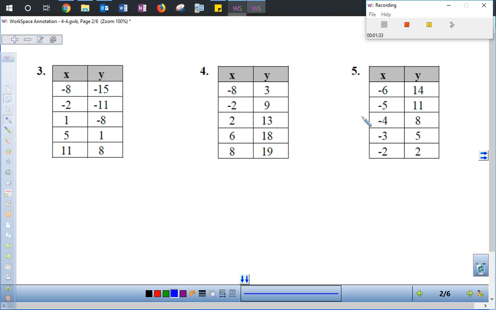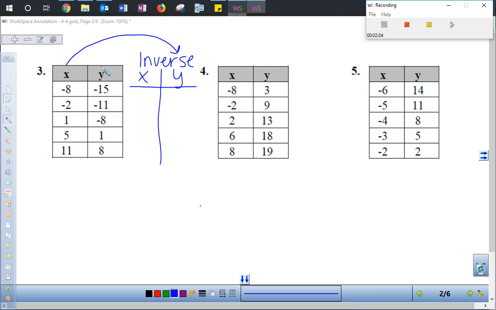Okay, on number 3, 4, and 5, this time they didn't give us a set of ordered pairs, they gave us a table. So what we have to give them back is a table. So you guys have some room over here to the right to make your new table. But we need to make sure that we understand that this is our original table and this is our inverse table. So we're going to call it inverse, and then we're going to make an x column and a y column. And whatever was in my x column is now going to go to my y column, and whatever was in my y column is now going to go to my x column.